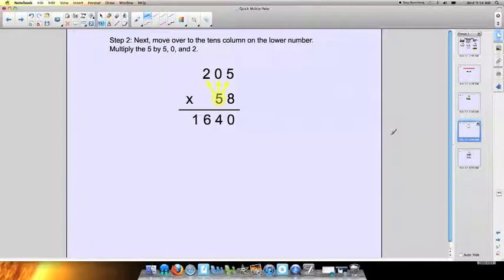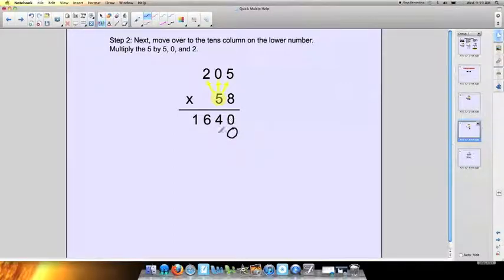We're going to move over to the tens column of the lower number. We're going to multiply the 5 by 5 up here, then by the 0, then by the 2. However, before I multiply by all these numbers, I'm on a different column. I do not want to do 5 times 5 and put the 5 from 25 here, because that'll throw my answer off. Because I'm over on the tens column, I need to start in the tens column. So I'm going to put a 0 here. This is a placeholder. Anytime that you move over to the next column to the left, you need to make sure that you're lined up properly. So you'll always use a 0 as a placeholder.